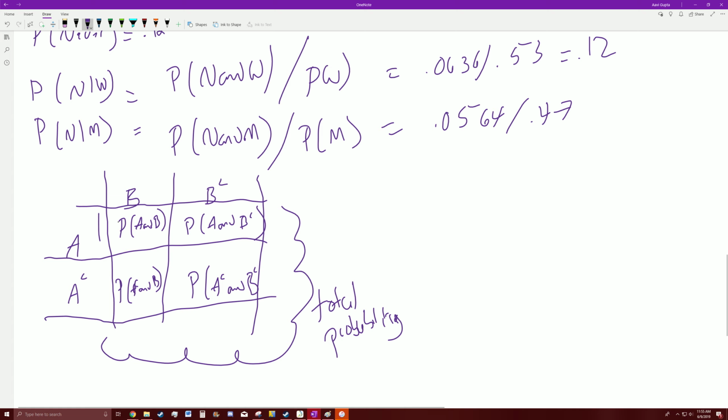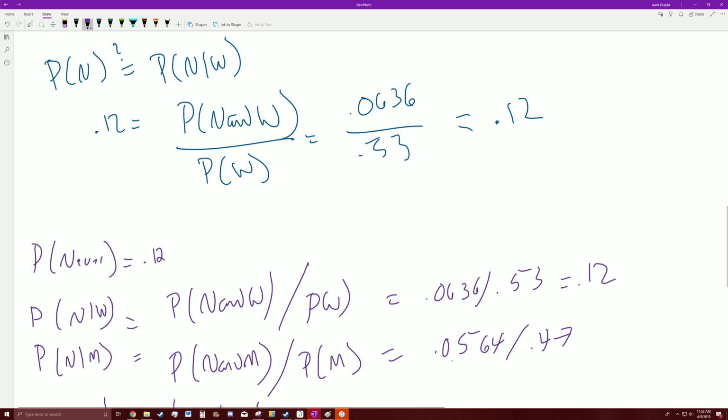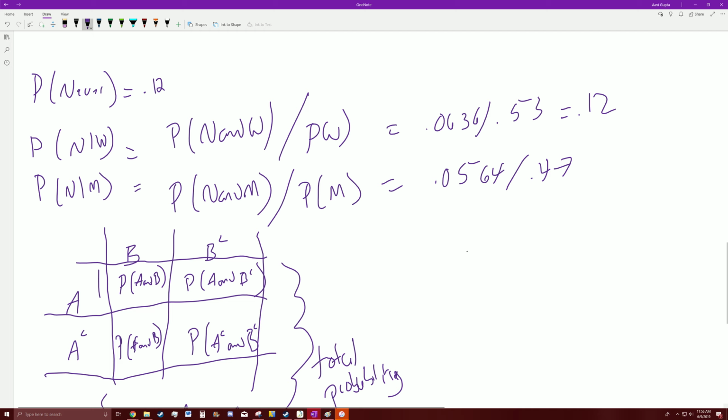It's a term I can't remember, but all I know is that inside, these are conditional probabilities, and then there's another term on the outside. I'll try to find it and put it in the video description. So this is equal to 0.0564, 0.1 divided by 0.47 is going to equal 0.12.